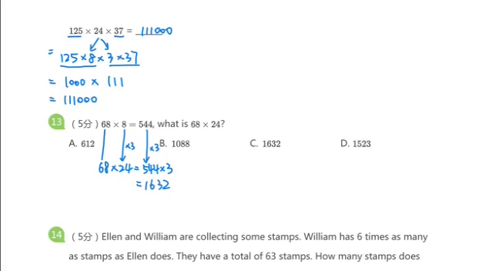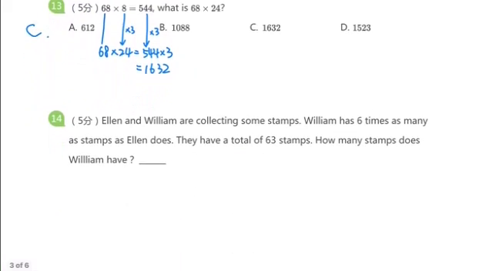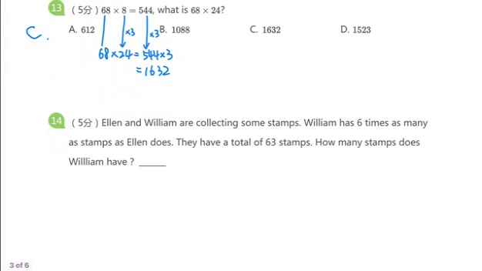And now let's move on to the question 14. So Alan and William are collecting some stamps. William has 6 times as many stamps as Alan does, and they have a total of 63 stamps. How many stamps does William have? So this question is some multiple word problem. So we can draw the line segment diagram to help us.